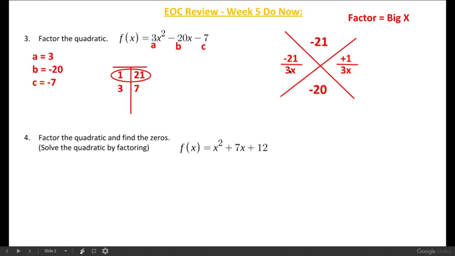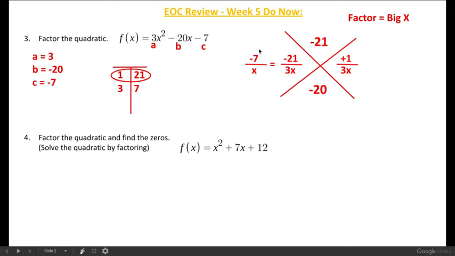But negative 21 over 3, we can simplify. That becomes negative 7. So we can simplify that to negative 7 and then just keep the x down there in the denominator. Okay, so right now we're pretty much done. We just have to write out our final answer because we can't leave our answer like this.